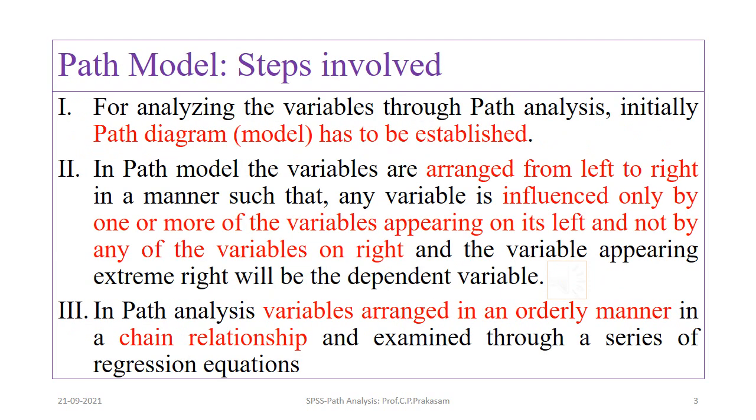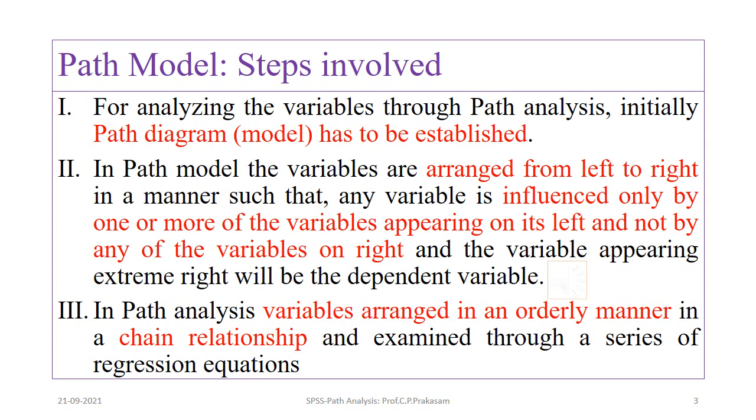For analyzing the data through a path model, the following steps are involved. Initially, the path diagram, that is the path model, has to be established. Number 2, in the path model, the variables are arranged from left to right in a manner such that any variable is influenced only by one or more of the variables appearing on its left and not by any of the variables on the right. It is like a flow, and the variable appearing at the extreme right will be the dependent variable.